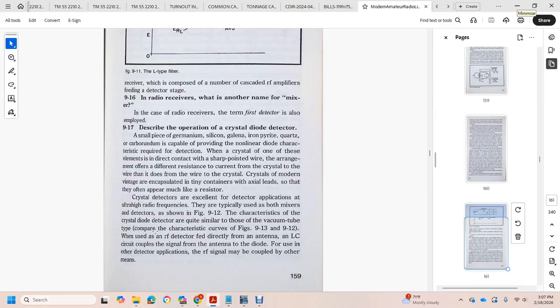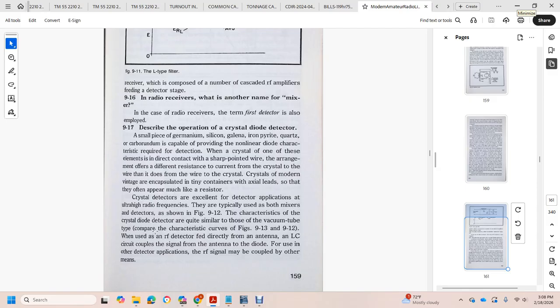The arrangement offers a different resistance to current between the crystal and the wire. Crystal diodes are often encapsulated in a type of tank contained with leads, so they often look much like a resistor. The crystal detector is excellent for detector applications at ultra high radio frequency. They are typically used as both mixer and detector, as shown in figure 9-12.